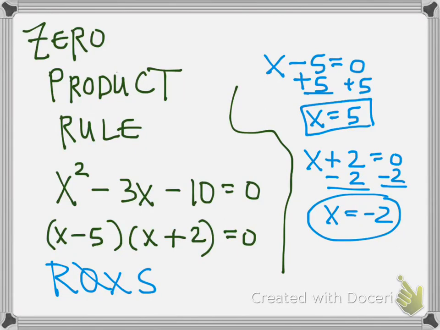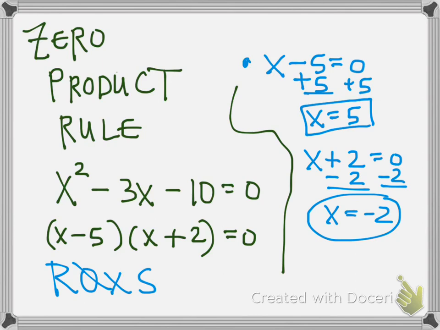Okay, this is the zero product rule. The zero product rule means when you have factors, you set them equal to 0. So with this problem, I factored it. This is a quadratic. I factored it. These are the factors. Then I set the factors equal to 0. That's what this is. And then I solved for x.